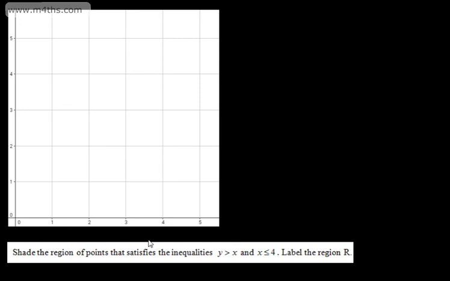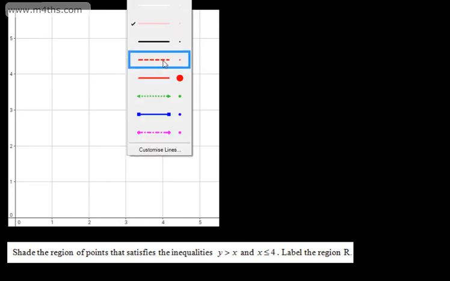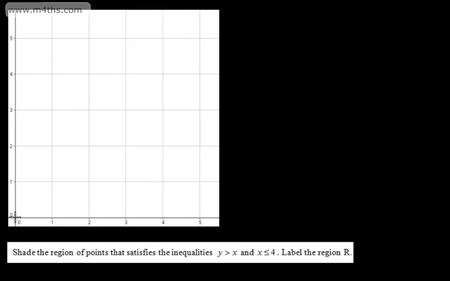We're asked to shade the region of points that satisfies the inequalities y is greater than x and x is equal to or less than 4. So we've got 2 again. We've just drawn the line y is equal to x. That's a nice easy one. That looks something like so. So that's the line y is equal to x.